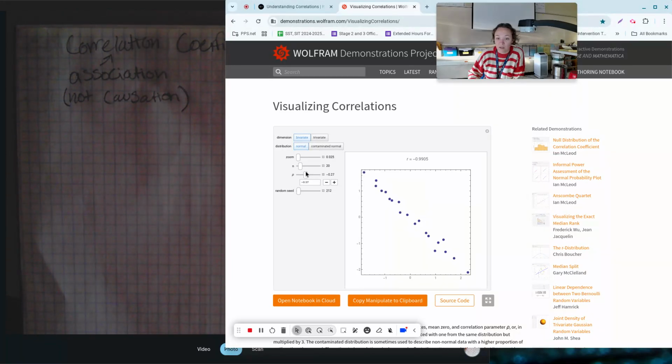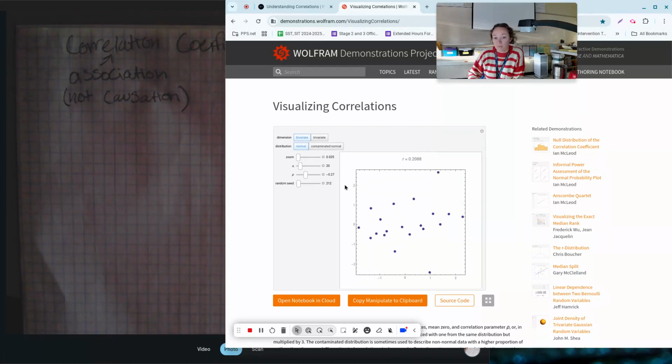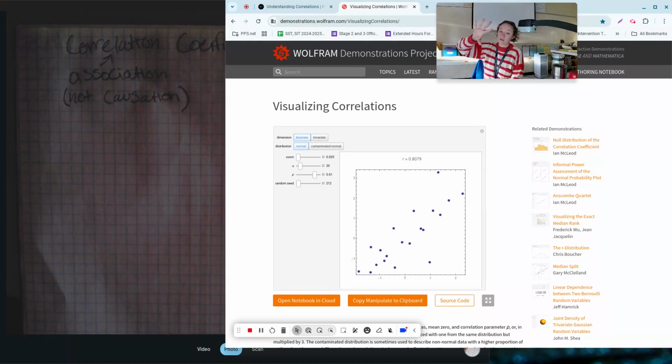If I drag it now, I'm at negative 0.27. You can see it's a much less strong association, right? These points are just kind of scattered everywhere. Oh, sorry, those last numbers weren't right. I was looking at the wrong thing. So if R is 0.807, now I've got a positive slope, and it's pretty clear that there's a trend here, right? It's not as strong as when they're exactly on the line, but it's pretty close.